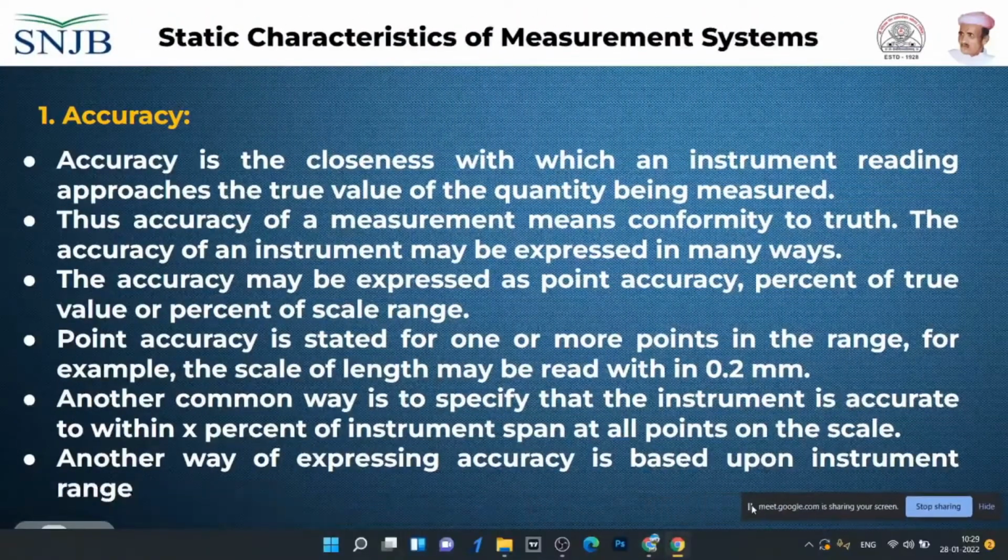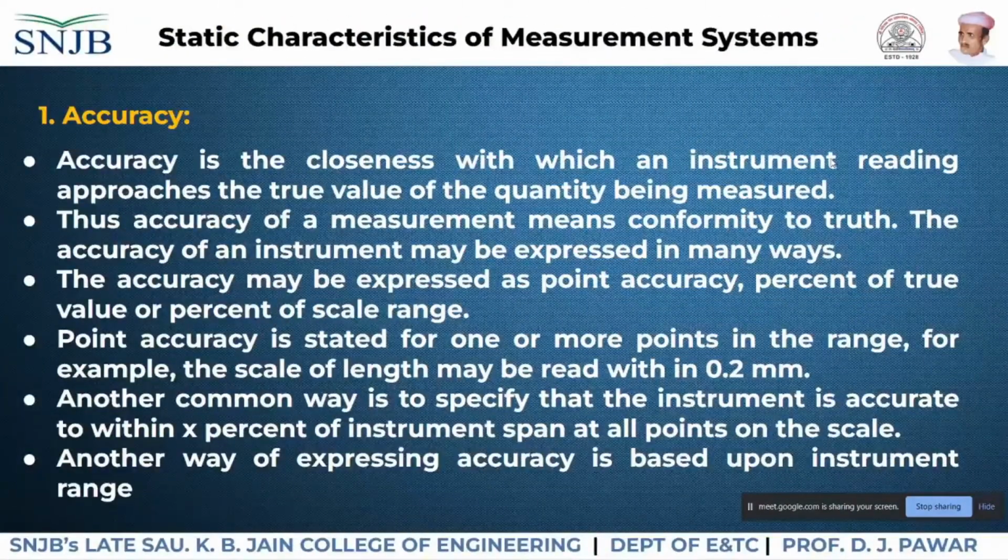First one, accuracy. What is accuracy? Accuracy is the closeness with which an instrument reading approaches the true value of the quantity being measured. For example, you are going to measure some liquid. You pass 5 liters of liquid through that measurement system, and it gives you the result 4.99 liters. That means it is quite accurate. In a second system you again pass 5 liters of liquid, but it shows 4.92 liters. As compared to the first system, this system will be less accurate. The first system will be more accurate. That is called accuracy. Thus accuracy of a measurement means conformity to truth.